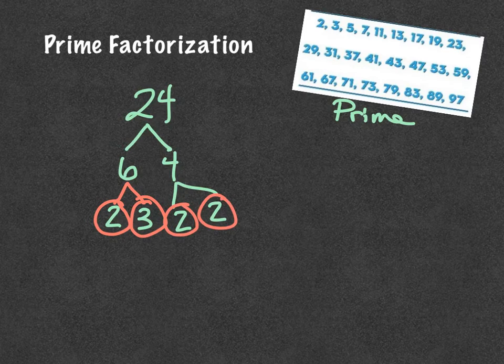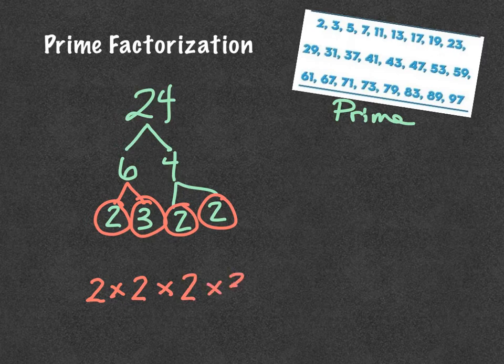Now, if I take these prime numbers down at the bottom, the numbers that we've broken it down into, 2 times 2 times 2 times 3. We always list them in order from least to greatest. So even though the way we have them written here is 2, 3, 2, 2, we're going to reorder them into 2 times 2 times 2 times 3. So 2 times 2 is 4. 4 times 2 is 8. 8 times 3 is 24.